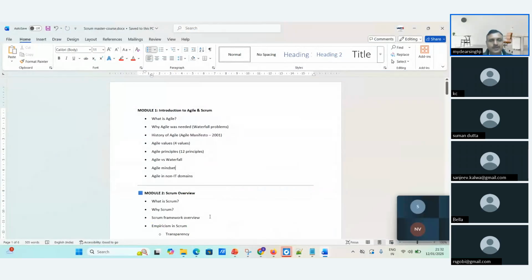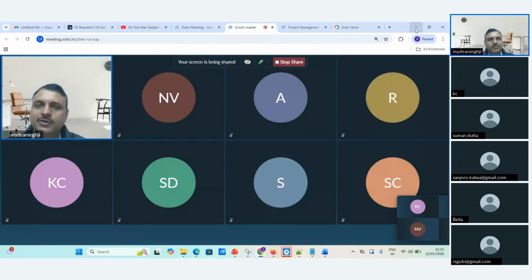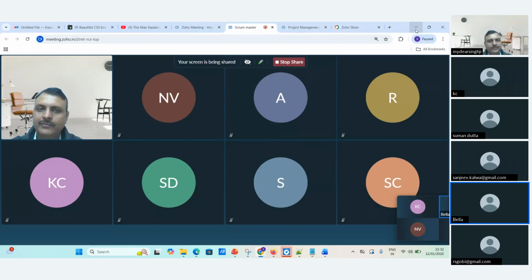So guys, today we saw what Agile is, and why Waterfall and Agile are required. We already saw the history, the 4 values, the 12 principles, the difference between Agile and Waterfall, why we are using Agile and why we are not using Waterfall. Anyone want to highlight that point? Yeah, Bella, go ahead.